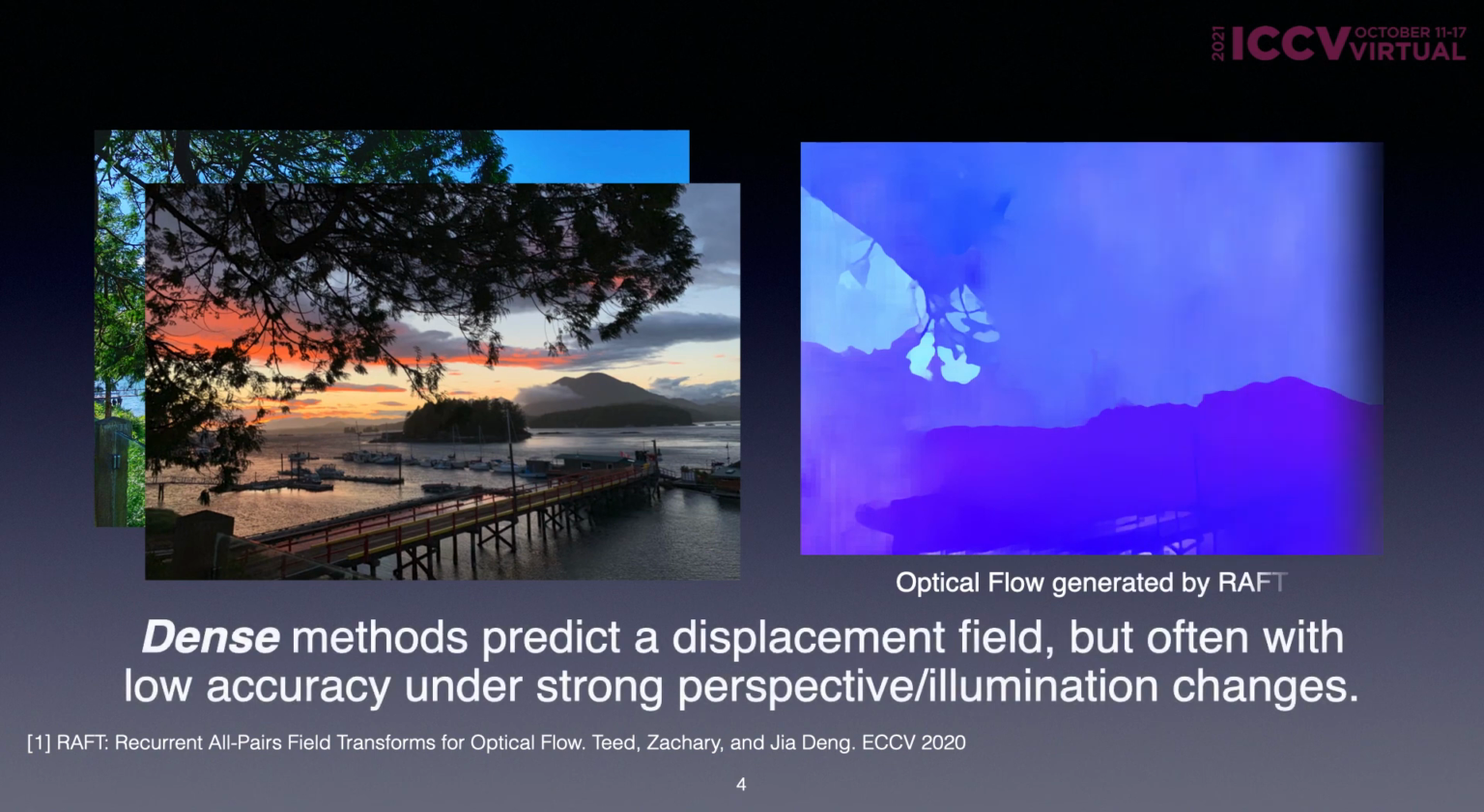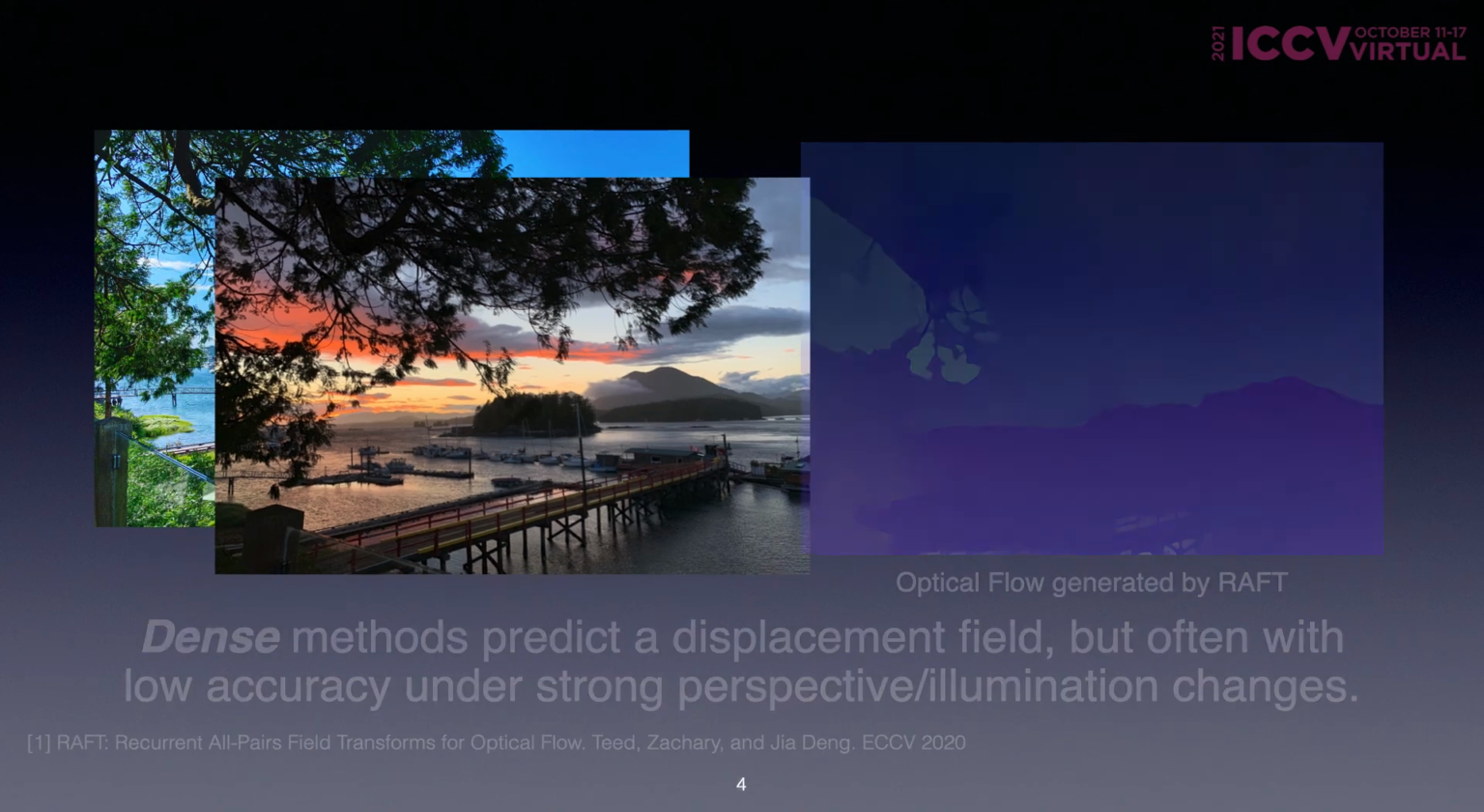On the other hand, dense methods directly predict a displacement field given an image pair. They can predict the correspondences for all the pixels in the image, but usually suffer from low spatial accuracy under strong perspective or illumination changes.